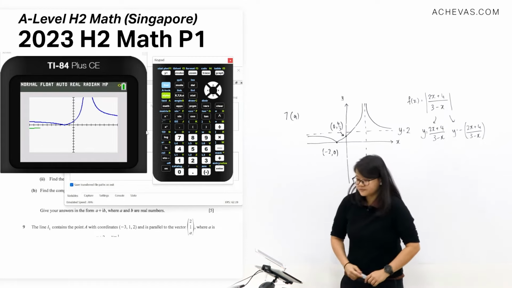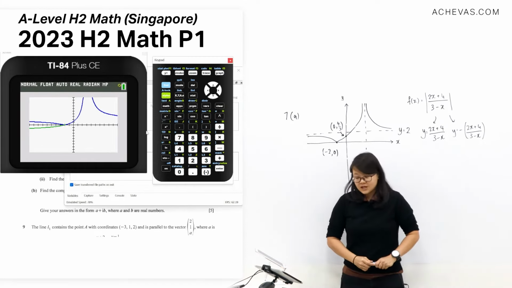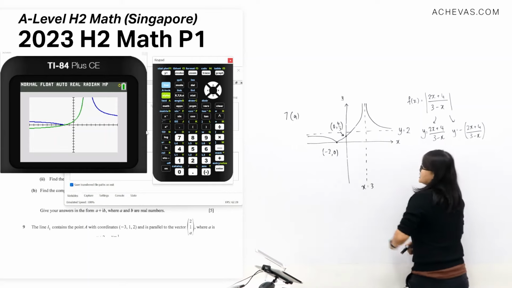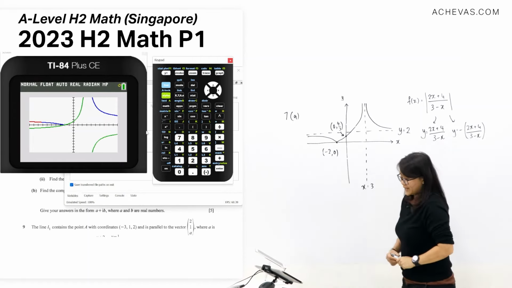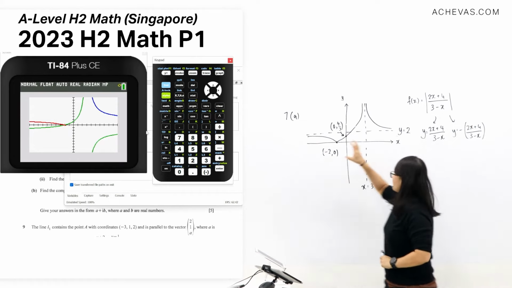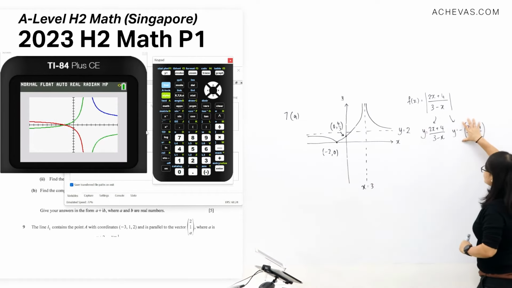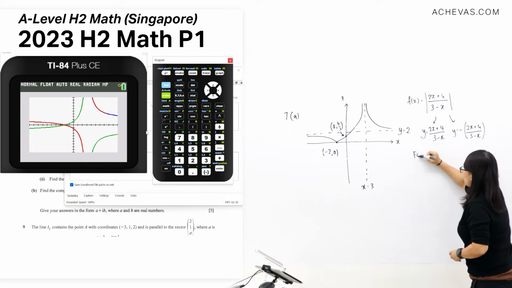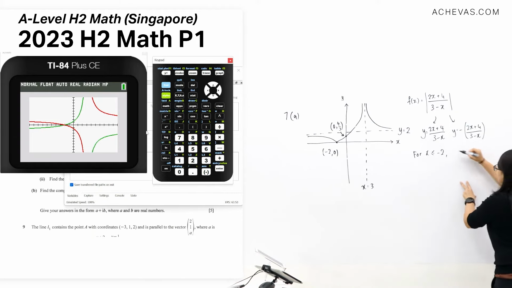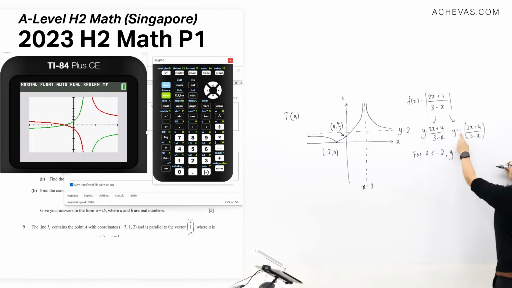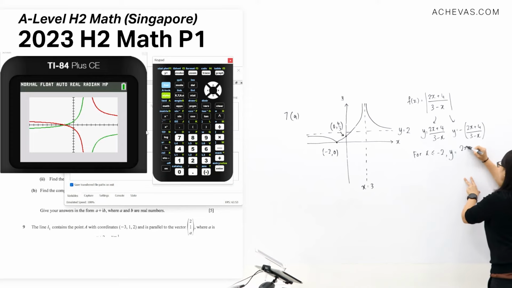And let's see the graph. What I need is the graph at this position here. So I can see that the red one that I have plotted is this version here. So for x less than or equals to -2, we are using this version. Let me just multiply the -2 to the bottom. So I have 2x plus 4 divided by x minus 3.